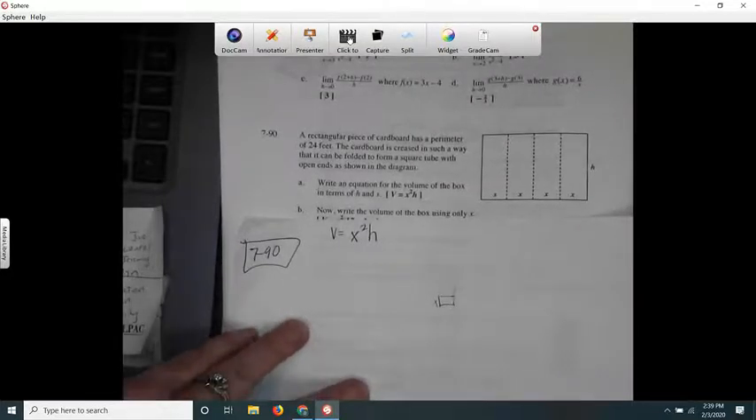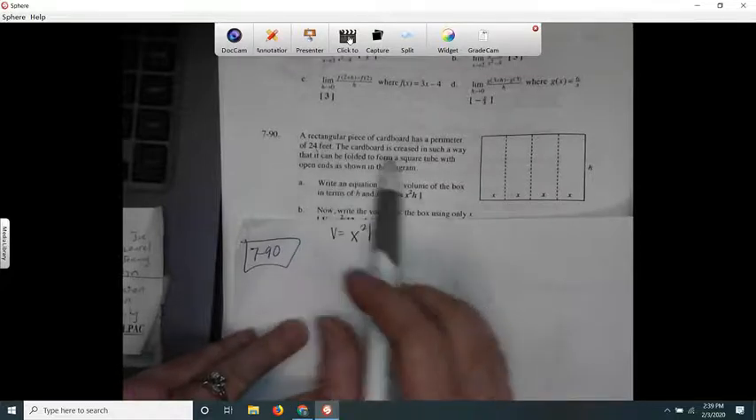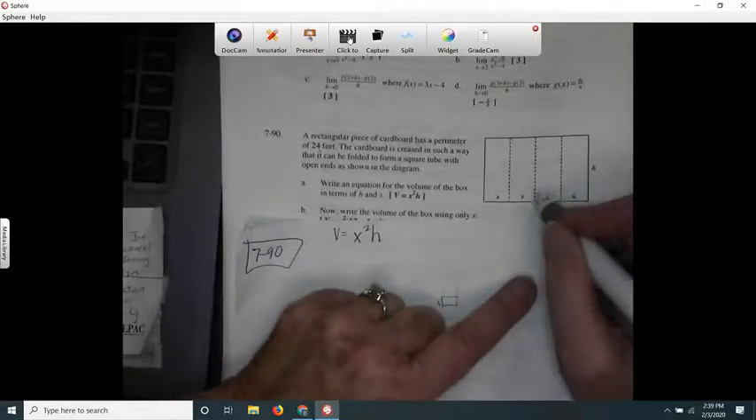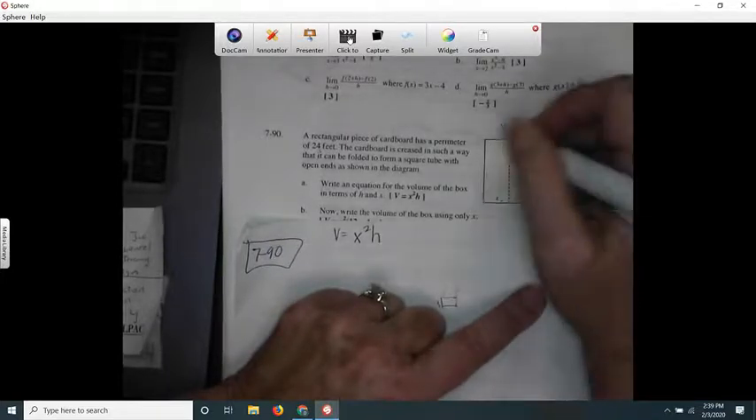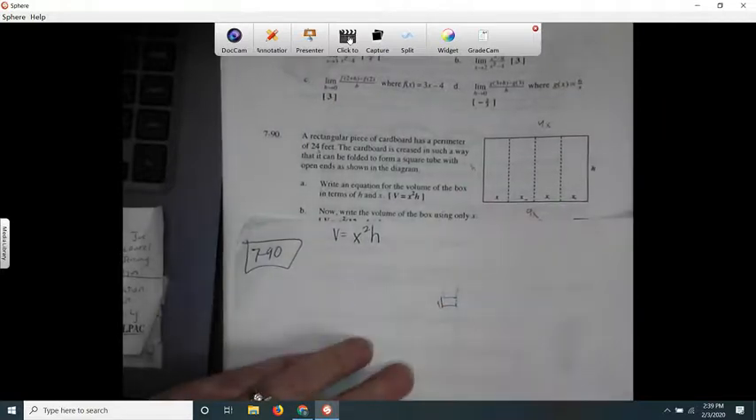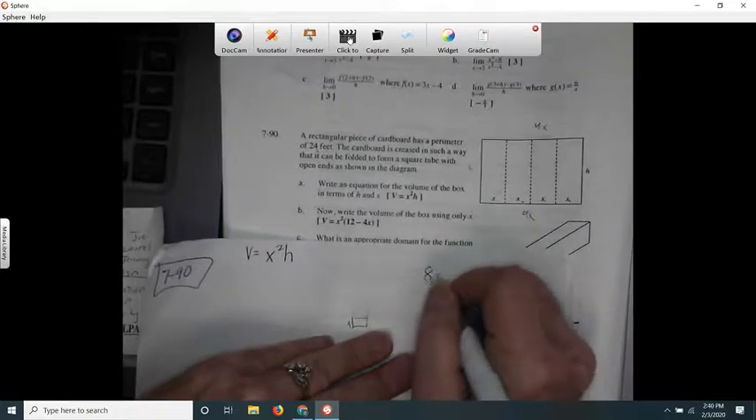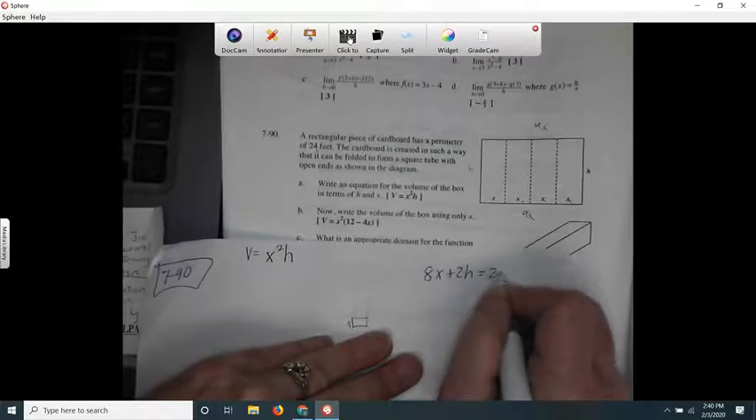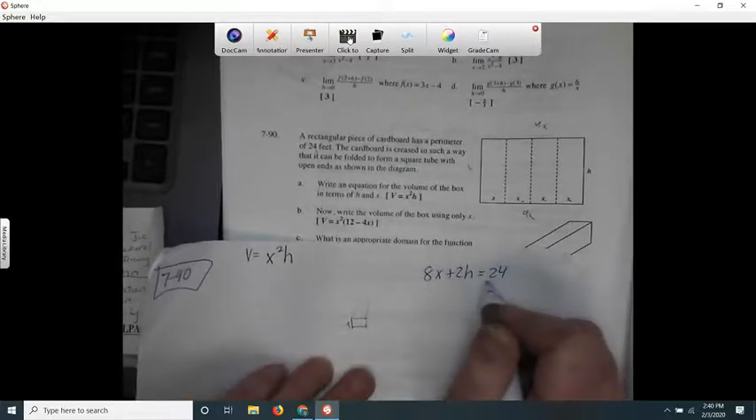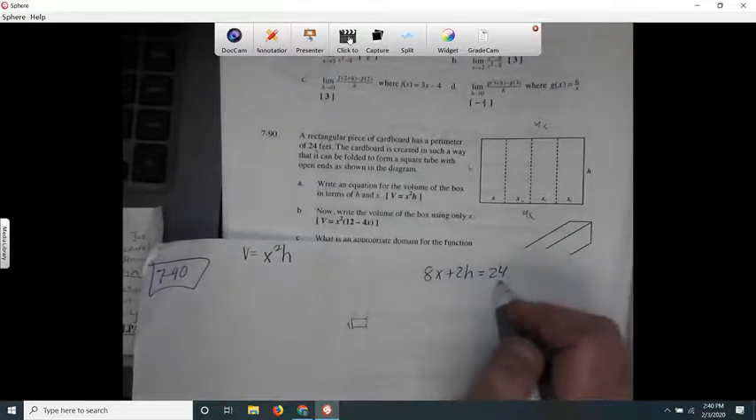Well, we know something about this 24. We know this is 4x, this is 4x, and this is h and h. So 4 plus 4 is 8, 8x plus 2h. I don't know if this is going to help. It was 24, 2 times (4x plus h), so I could just take the 2 out. Just 12 equals 4x plus h. Then I get h equals 12 minus 4x.